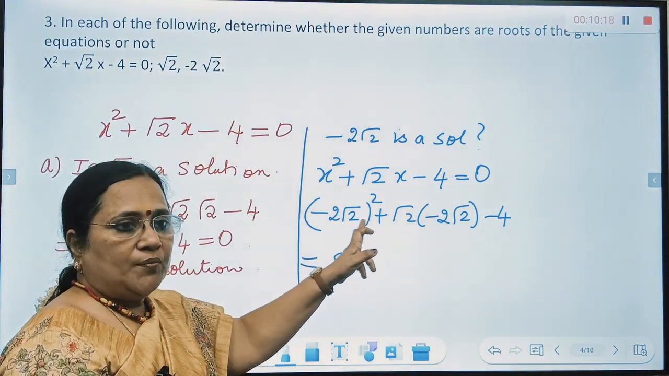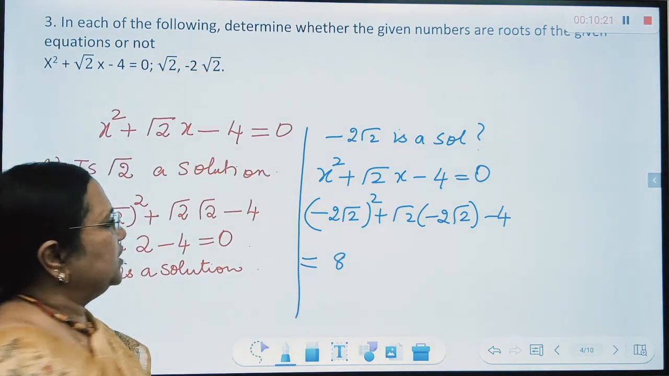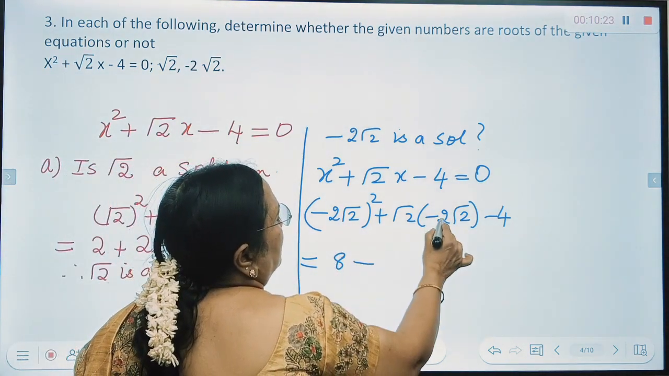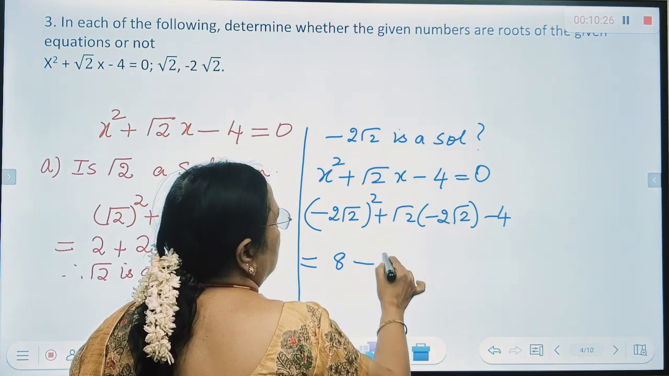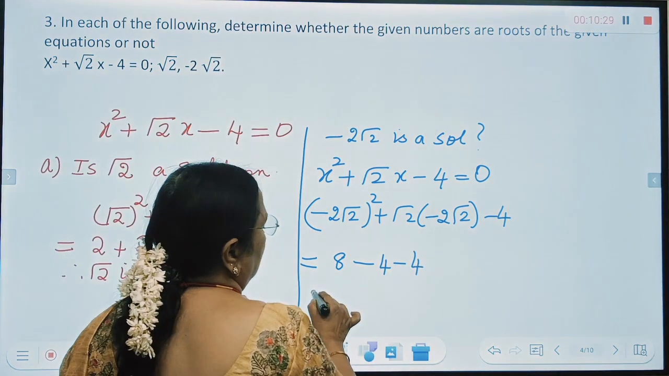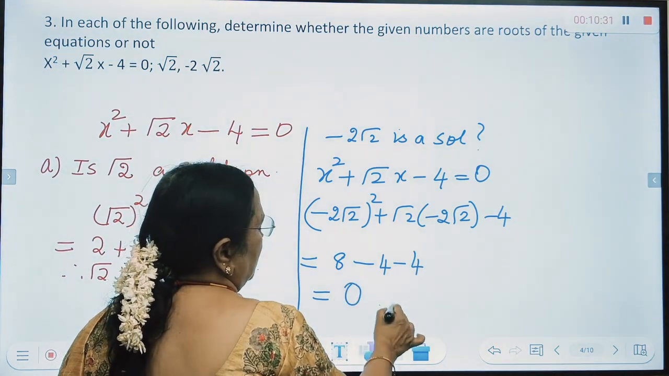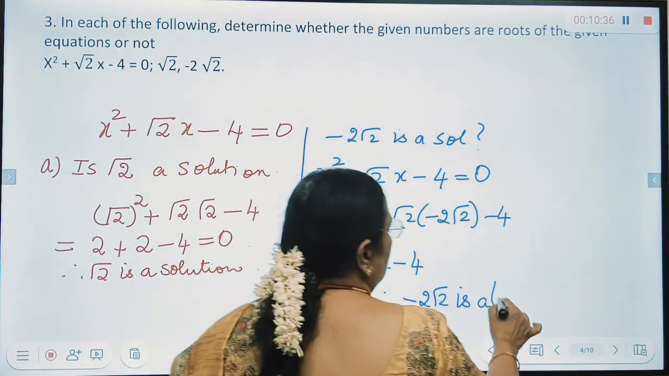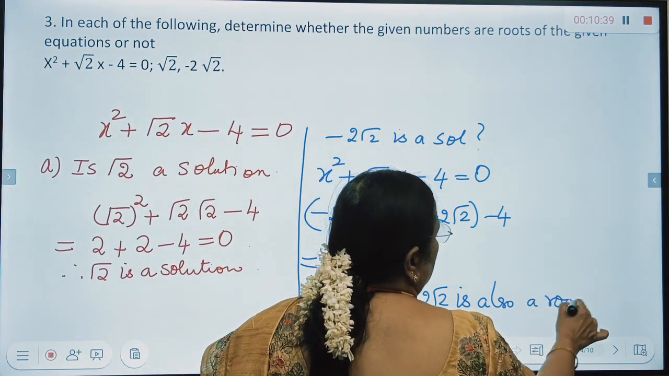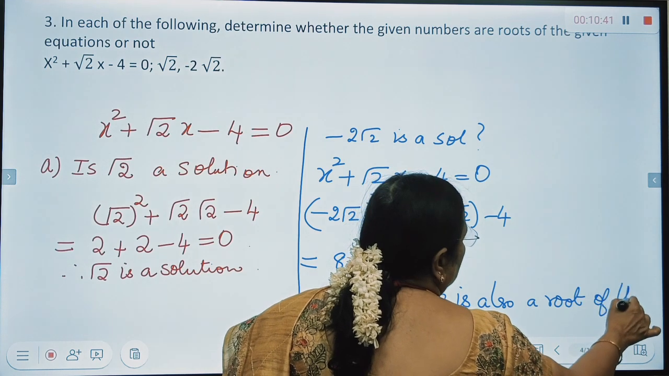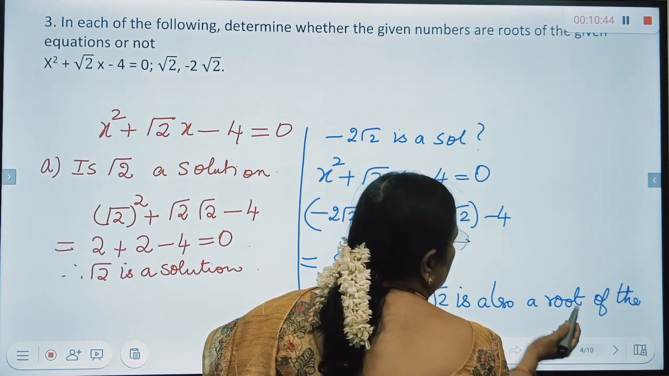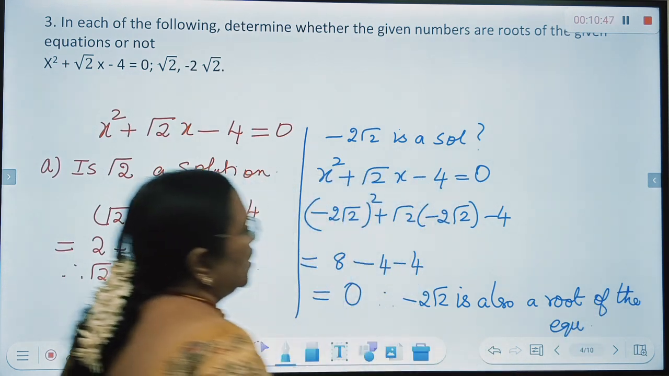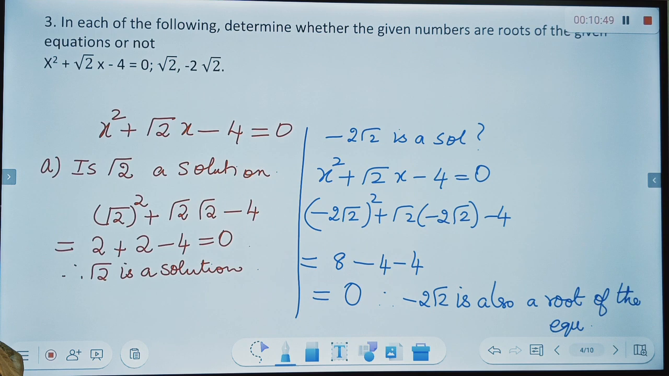2 square is 4. Root 2 square is 2. 4 into 2, 8. Minus root 2 into root 2 is 2. 2 into 2 is 4. Minus 4. So 8 minus 8, 0. Therefore, minus 2 root 2 is also a solution, is also a root of the equation. So how do you check whether a particular value is a root of a quadratic equation? You substitute and check whether the equation is satisfied.